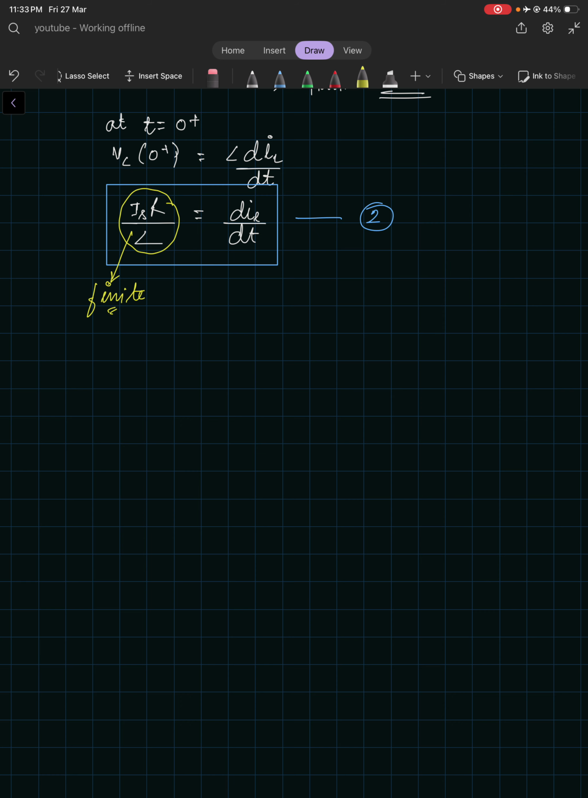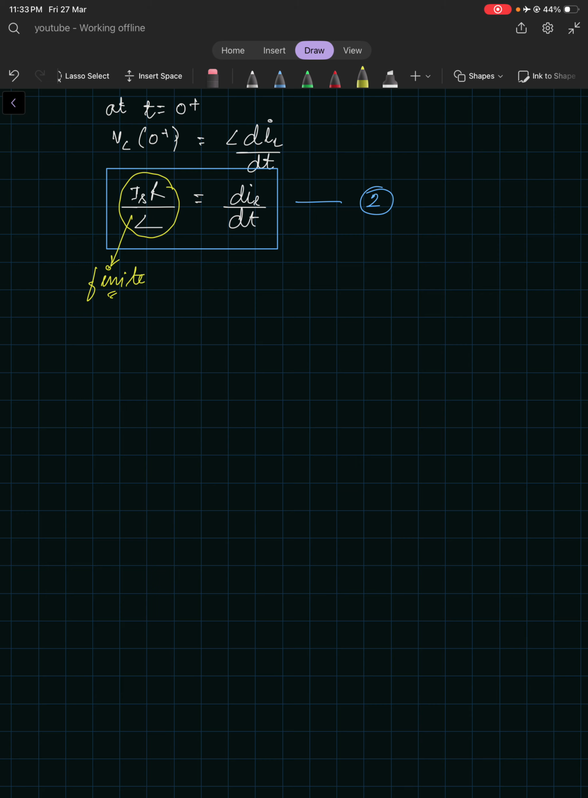So at t equal to 0 plus it was 0, now it has to change, either it will increase or it will decrease, right? So let us see what will happen, and in which direction the current will flow. At t equal to 0 plus, you will see the polarity of VL was like this, plus at the top and minus at the bottom. So this will allow the current to flow from top to bottom. So this is how the current will flow.